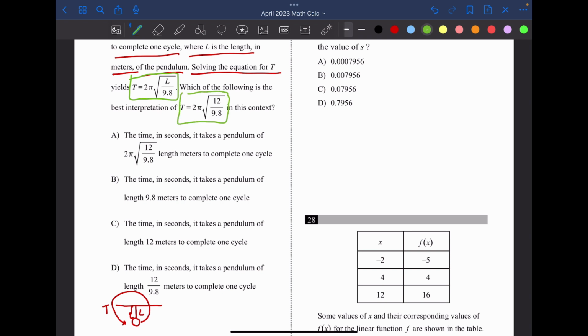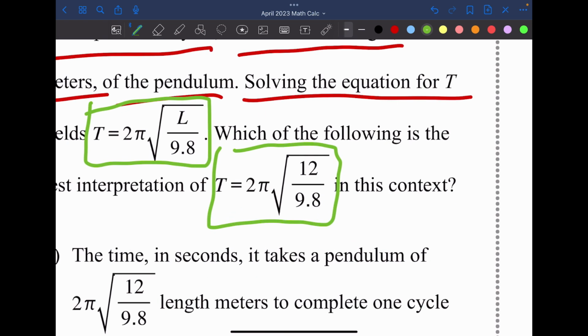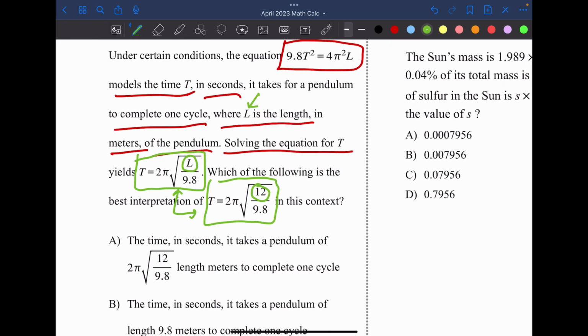And then the actual question is, which of the following is the best interpretation of this equation over here? So all we can see that's different between both green equations is the L and the 12. And since we know that L is the length of the pendulum, 12 must also be the length of the pendulum because they subbed in 12. That means whatever pendulum they have has a length of 12, and you're trying to find the time t it would take for it to make a whole revolution.